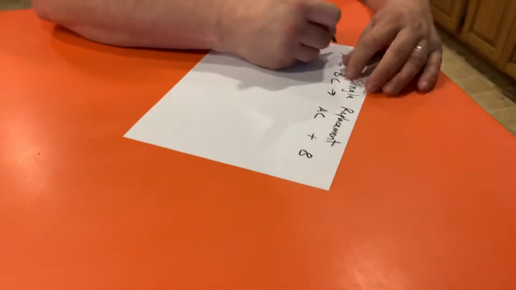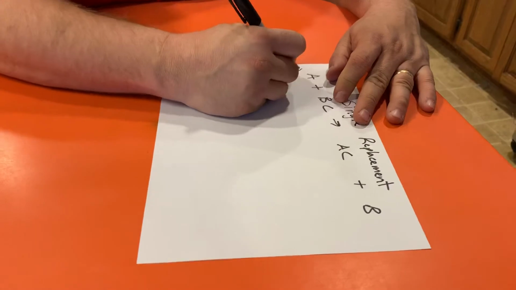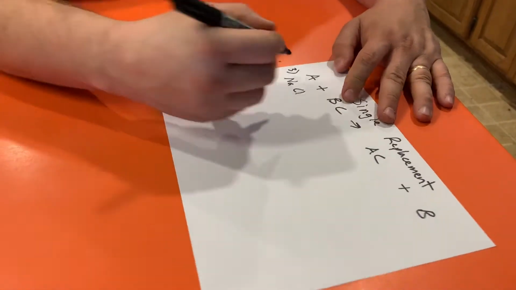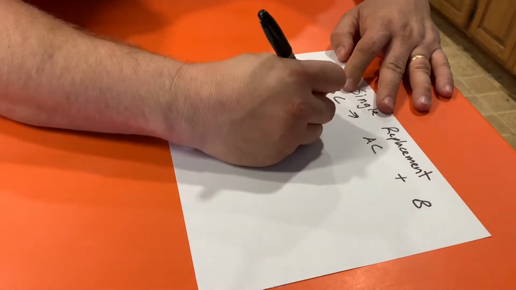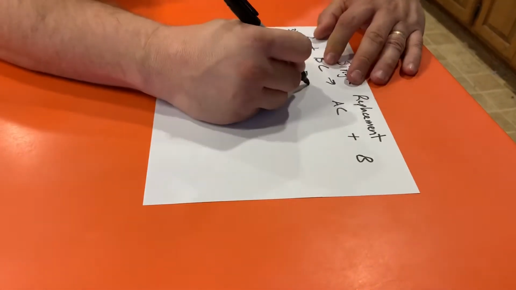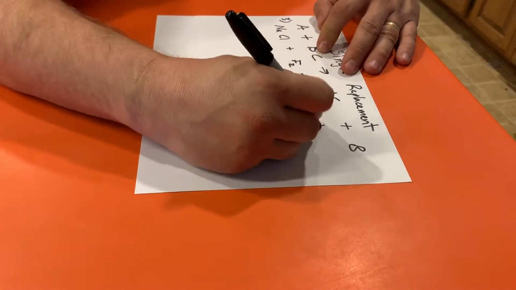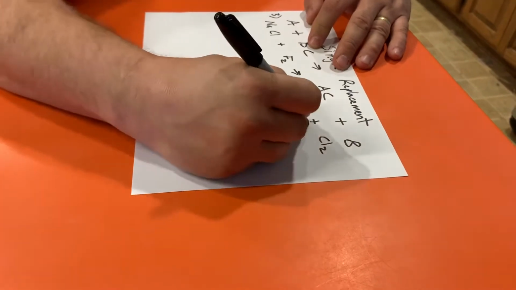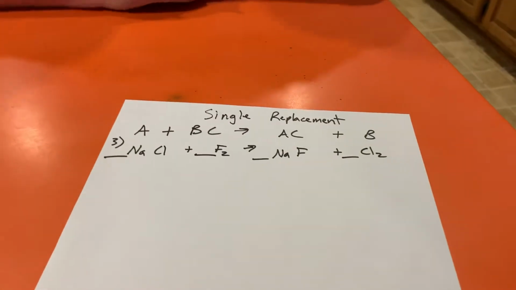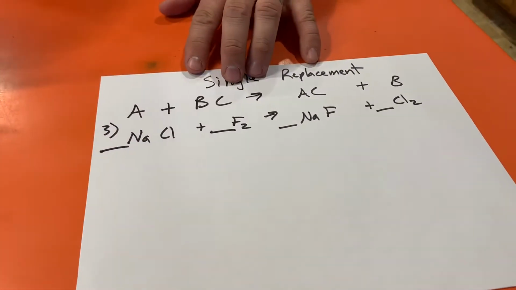Now, the example that we're going to do from your problem set is number 3. And number 3 is NaCl, that's sodium and chlorine, by the way, plus F2, which is fluorine, goes to NaF plus Cl2. We're not going to worry about the names of all these things because it gets a little bit confusing. But for now, there's your problem that you're working, okay?